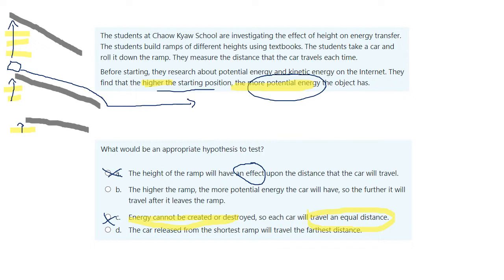And then the last one, the car released from the shortest ramp will travel the farthest distance. The short ramp, this one here, will have the biggest distance. Well, the short ramp will have less potential energy. So less energy can become kinetic energy. Therefore, it will travel less distance. So I think D is the opposite. B is what we would expect to happen.